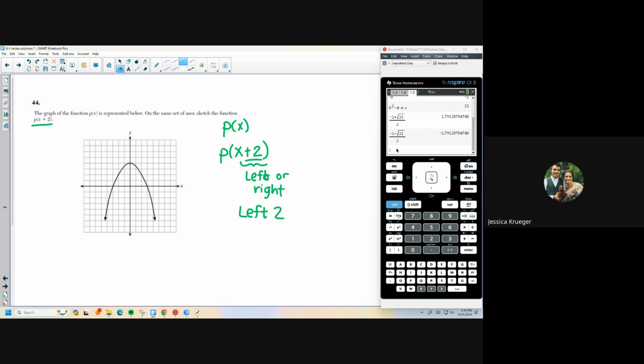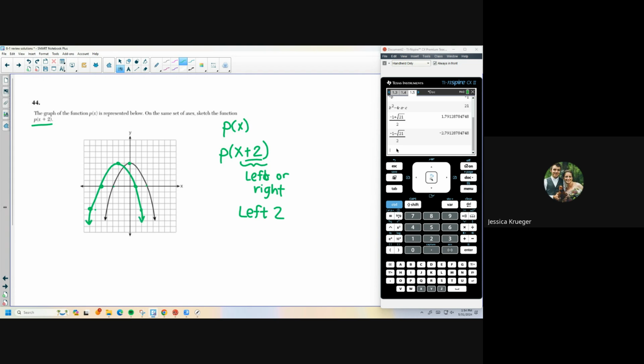So this vertex is going to move left 2. This root is going to move left 2. This root is going to move left 2. And if I could find some other good points, I can move those over as well. And then I'm going to connect them.